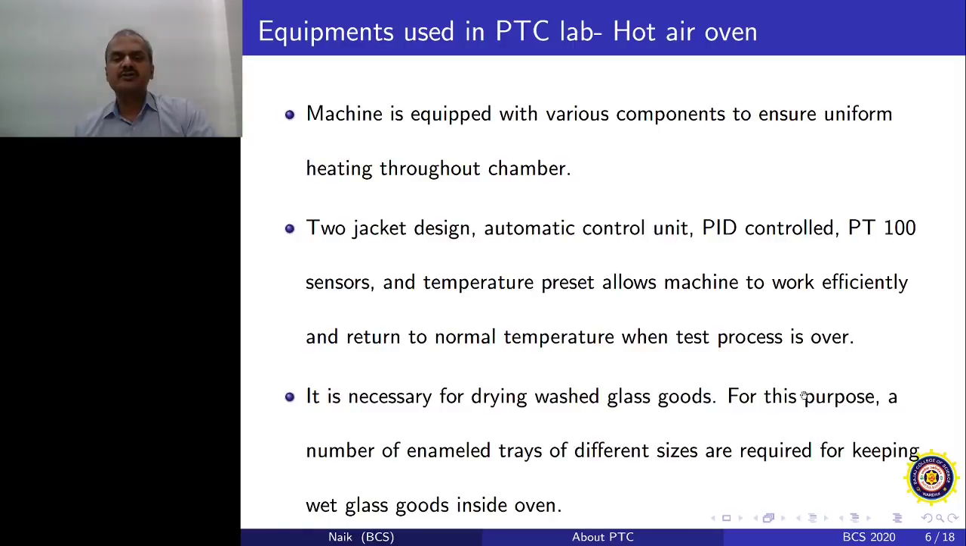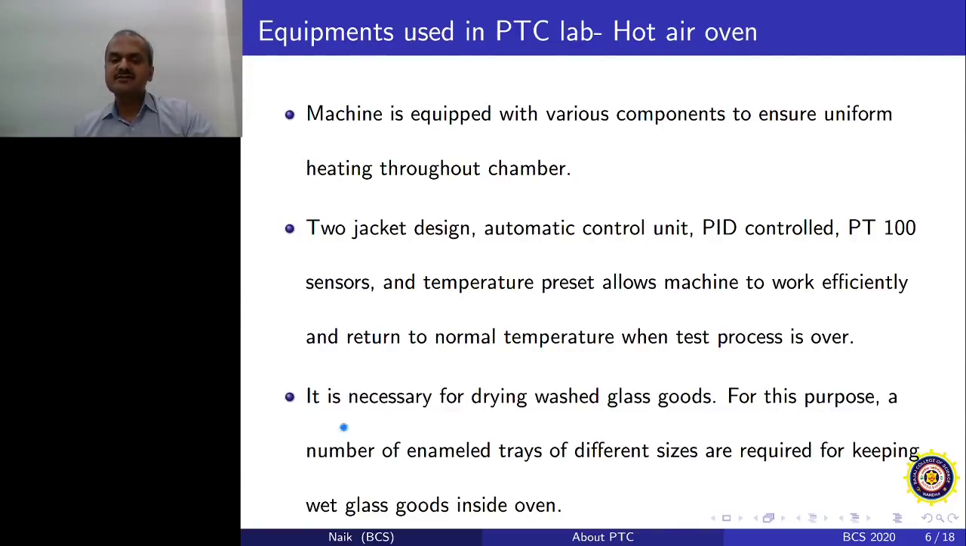For this purpose, a number of enamel trays of different sizes are required for keeping wet glass goods inside the oven. So all the types of glasswares, like for example petri plate, test tubes, glass rods, smaller test tubes, conical flask, beaker, measuring cylinder, larger conical flasks and larger beakers, all you can keep inside this hot air oven.